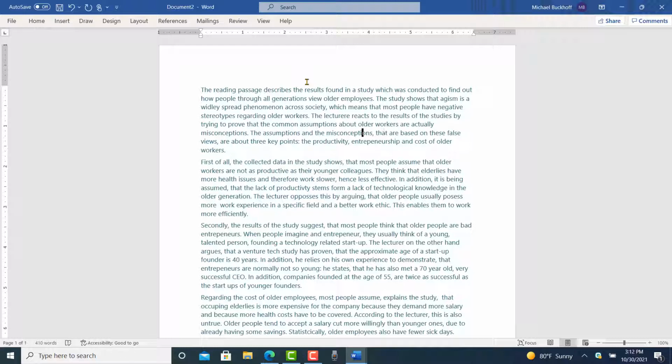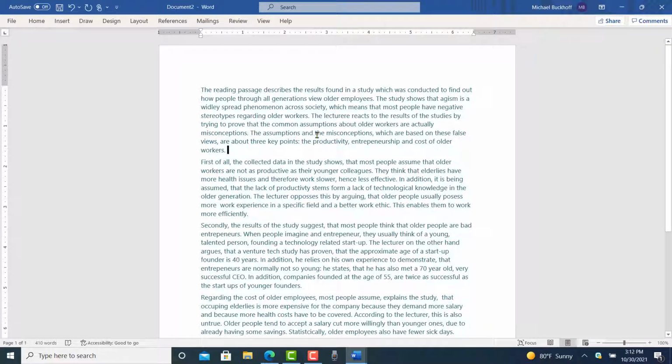The assumptions and misconceptions that are based on these false views, okay, here, in this case, we have to use which, because if you're using the comma after misconceptions and after views, you're looking at this as what's called a non-restrictive element. More specifically, this is a non-restrictive adjective clause, and non-restrictive adjective clauses have to use which and not that, right? But this thesis is absolutely incredible.